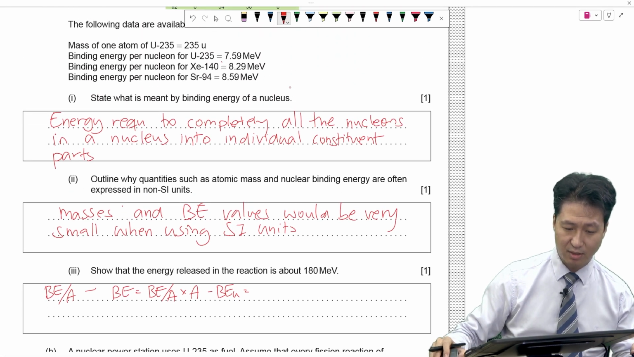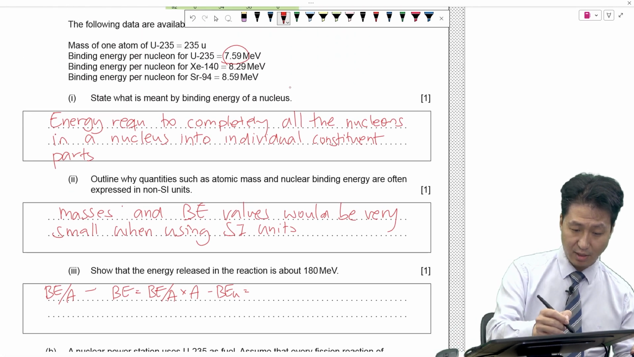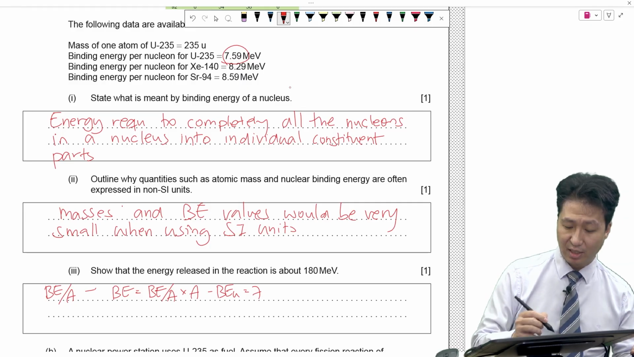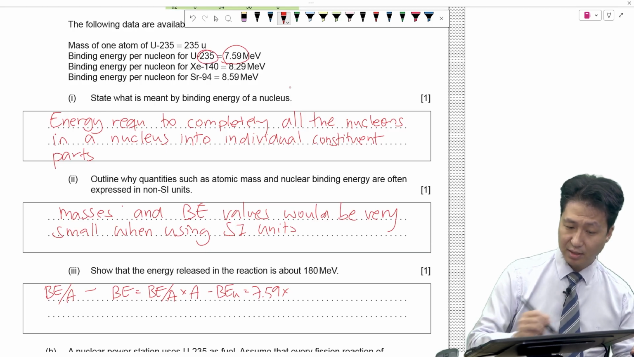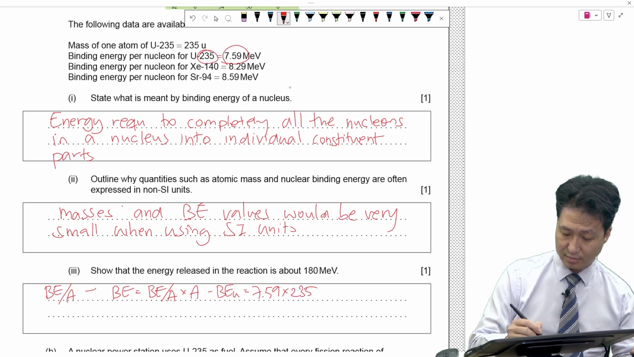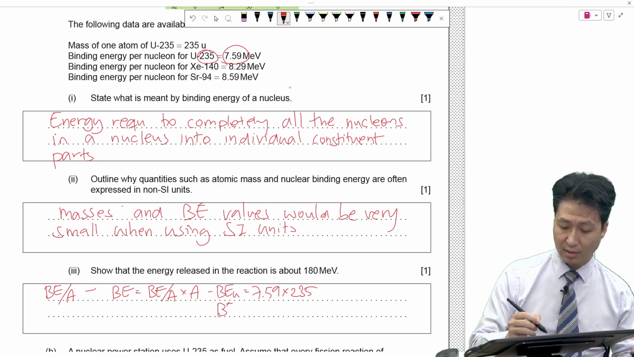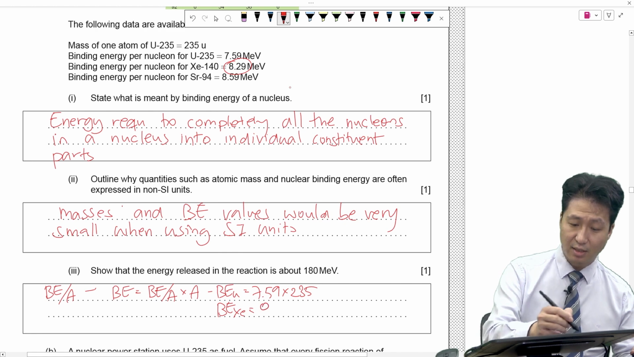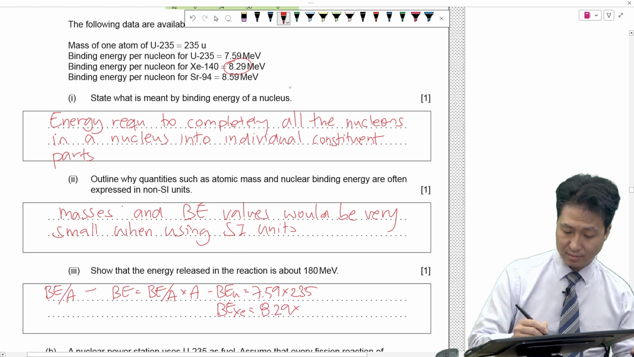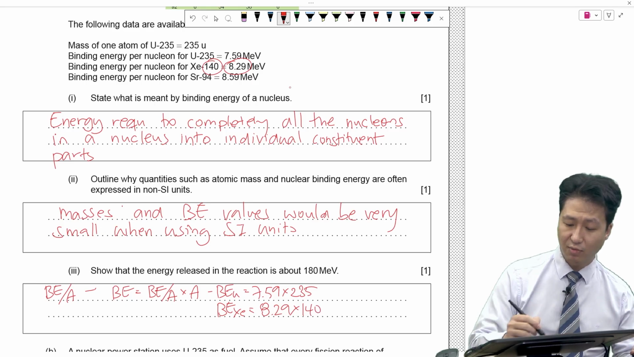actually let's include it here, 7.59 mega electron volts. And you have to multiply this by the number of nucleons, which is 235. The binding energy of xenon is 8.29 multiplied by the number of nucleons in xenon, which is 140.